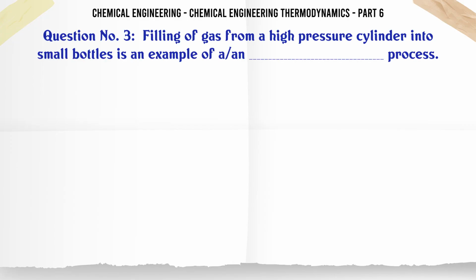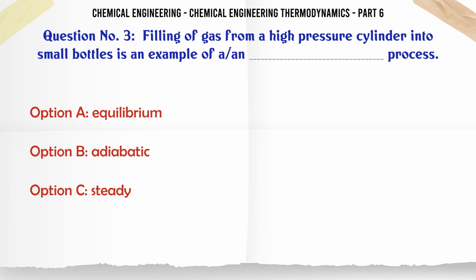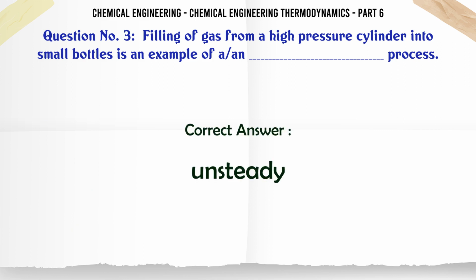Filling of gas from a high-pressure cylinder into small bottles is an example of an ___ process. A) equilibrium, B) adiabatic, C) steady, D) unsteady. The correct answer is unsteady.